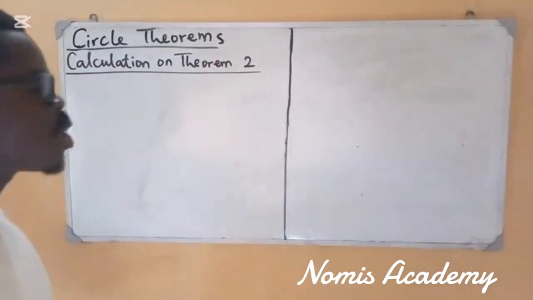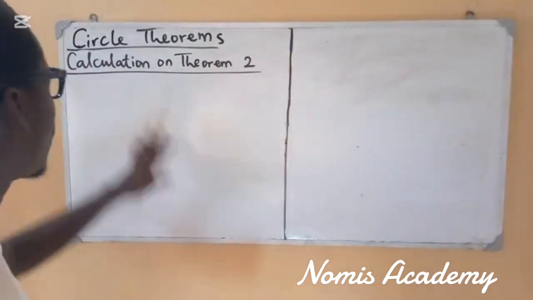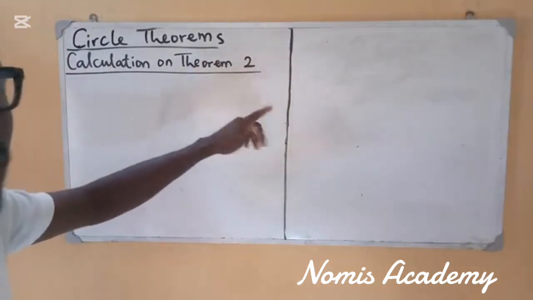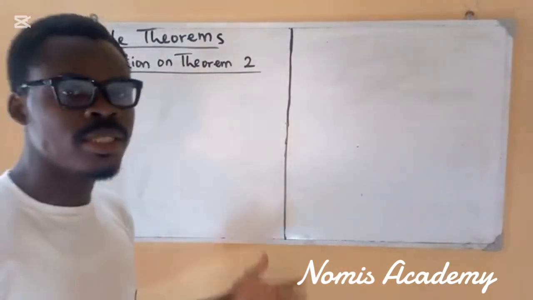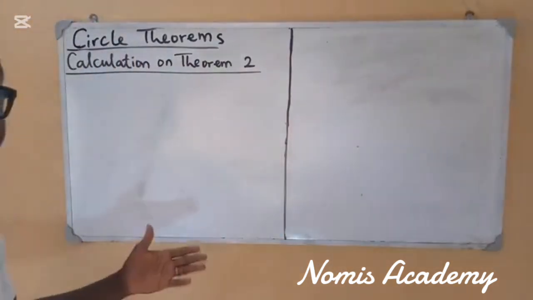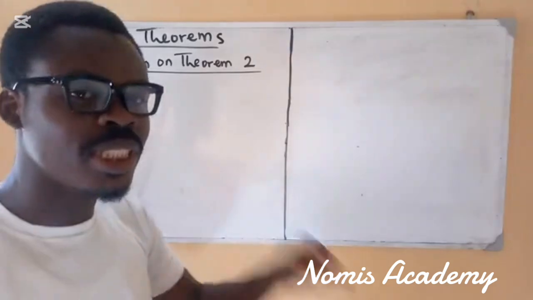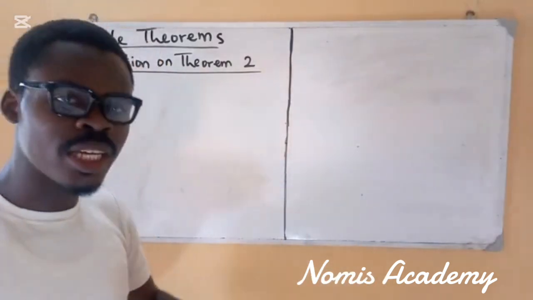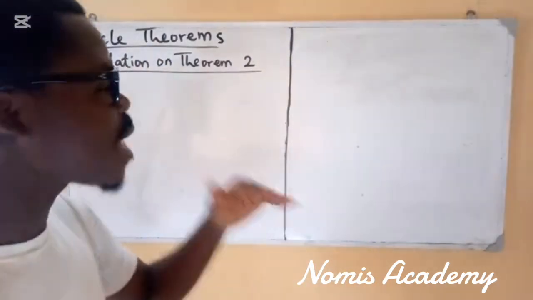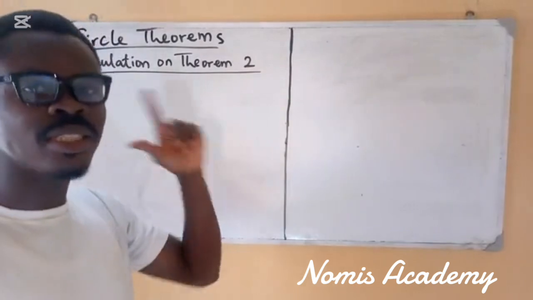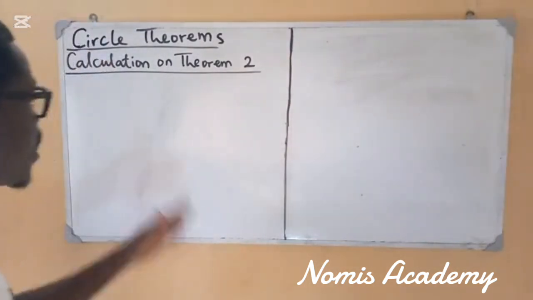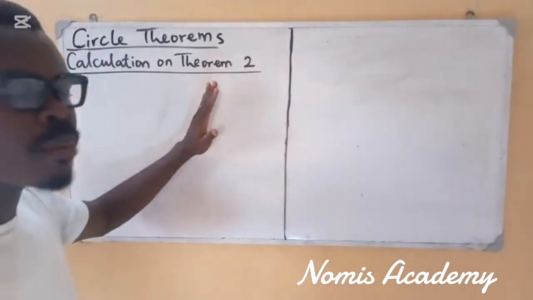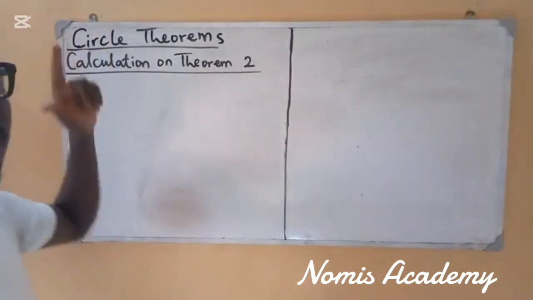In this video, we are going to be solving problems under Theorem 2. In the previous video, we stated Theorem 2 and it says that the angle which an arc subtends at the center of a circle is twice the angle it subtends at the circumference. So we are going to be using that principle or idea to solve problems under circle theorems.